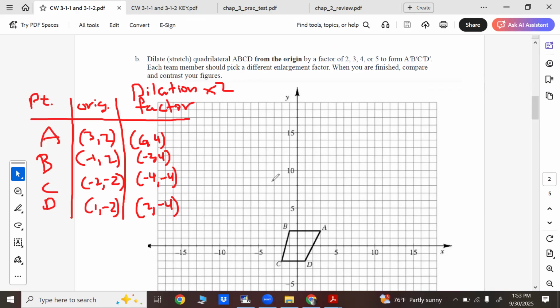So for example, for the group with Lucas, William, Peter, they're going to be plotting 6, 4, which is way off here. They're going to plot -2, 4, which is over here. Then they're going to do -4, -4. Yeah, you guys are 3. And then D was what? 2.